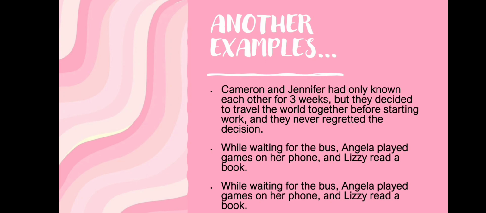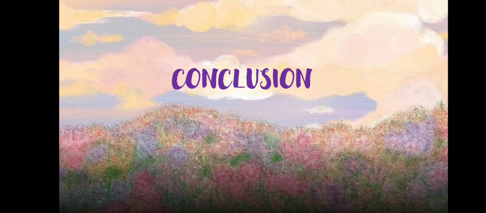Okay, as you can see, a compound complex sentence is like a Frankenstein monster made up of compound and complex sentence structures. And always remember that your compound complex sentence has to have at least two independent clauses and also at least one dependent clause.